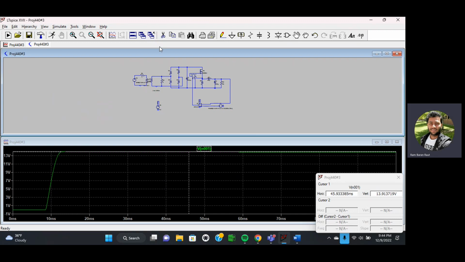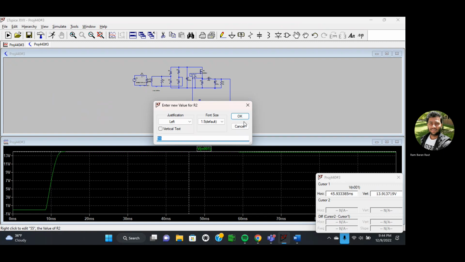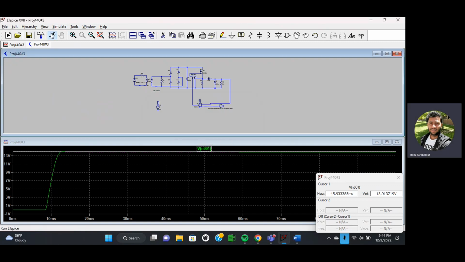Now we are going to, did I change this value? Oh, we have 55. Let me make 3.5 ohm to get 7 volt. Now run this circuit.